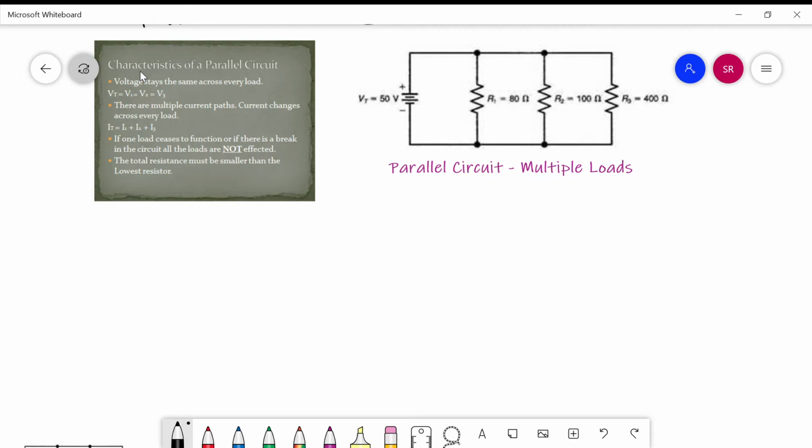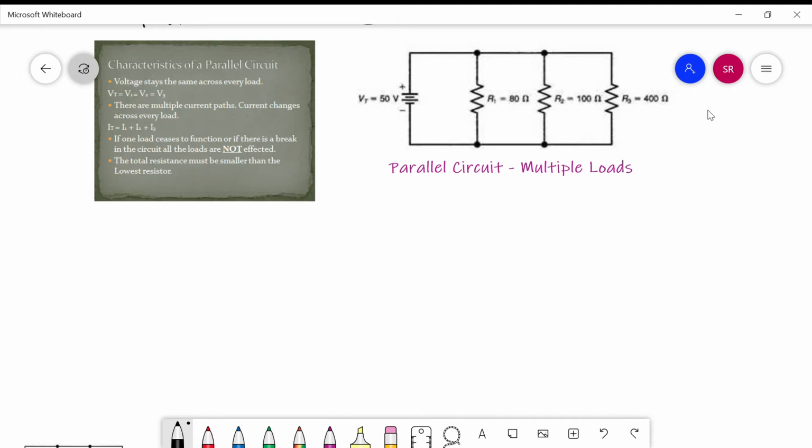Hope all is well. So, this is kind of phase two, or the second part, of the parallel circuit breakdown for you guys. Here we have a parallel circuit with multiple loads. As you can see, my VT, the applied voltage or source voltage, is 20 volts. My R1 is 80 ohms, my R2 is 100 ohms, and my R3 is 400 ohms.